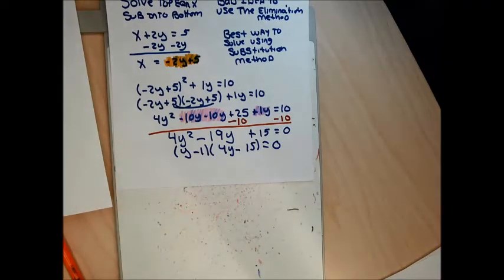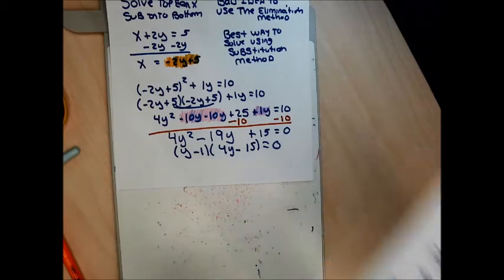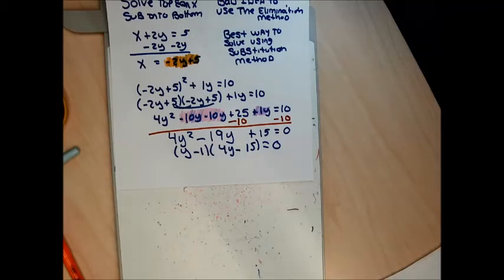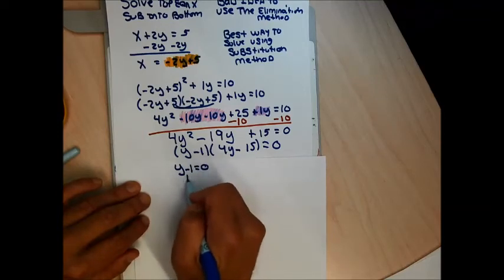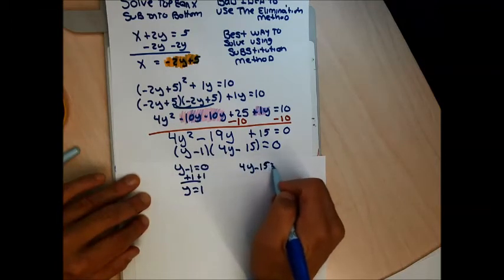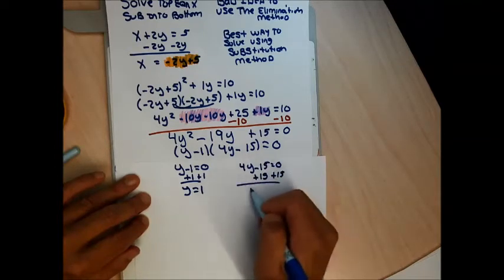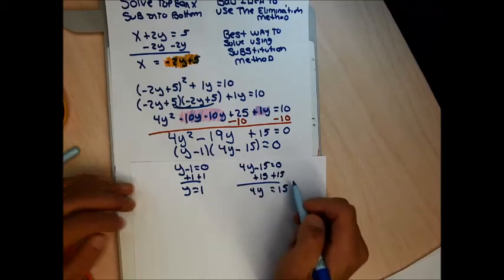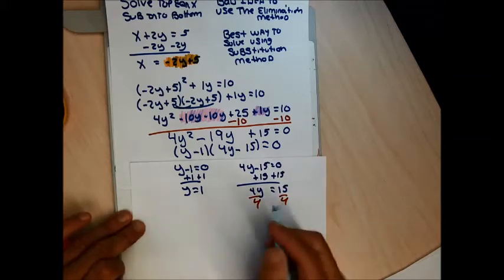If you do the quadratic formula, you'll get the two answers I'm going to get here in a second without having to factor. But factoring for me is easier than the quadratic formula, and I'm tired, so I'm doing the factoring. So now I'm going to go y minus 1 equal to 0, add 1 to both sides and get y equal to 1, and then 4y minus 15 equal to 0, add 15 to both sides and get 4y equal to 15, and divide both sides by 4 and get y equal to 15 over 4.